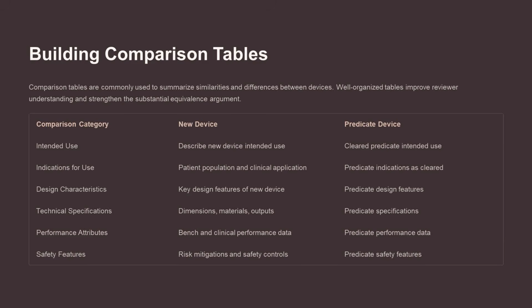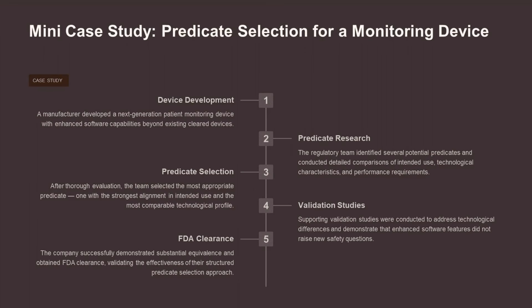Comparison tables summarize similarities and differences between devices, aiding in the substantial equivalence argument. Well-organized tables improve understanding and strengthen regulatory submissions. A manufacturer developed a next-generation monitoring device and selected the most comparable predicate. Through thorough research and validation studies, they demonstrated substantial equivalence and achieved FDA clearance.